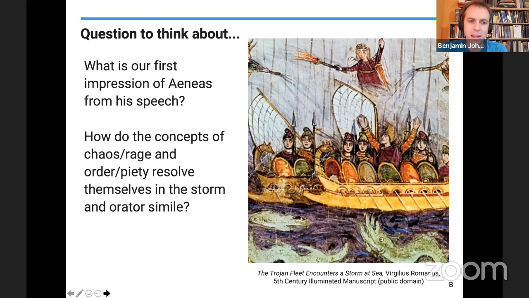Also, the concepts of chaos, rage, and order, piety: how do they resolve themselves in the storm and orator simile? That's always important in the themes that I teach. We always have to look at chaos and order, rage and piety, and stuff like that. And this picture here, just quickly, is from a super old manuscript. So you can see Aeneas there holding up his two palms.